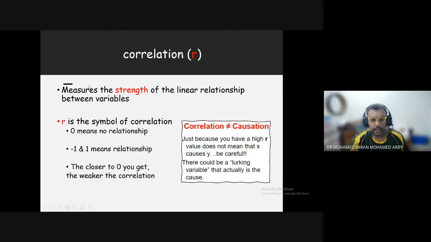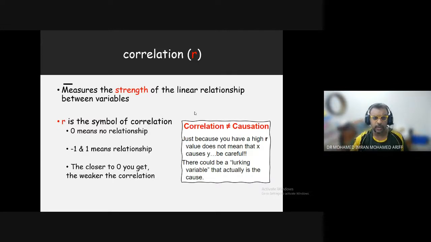Okay, measures the strength of a linear relationship between 2 variables. Kenapa saya pakai perkataan linear? Because dalam bivariant analysis, we are looking at X and Y. Okay, X and Y. So X can be the independent or dependent variable. So when we say a linear relationship, dalam matematik linear itu bermaksud satu garis lurus. So we want to see the relationship between two variables.